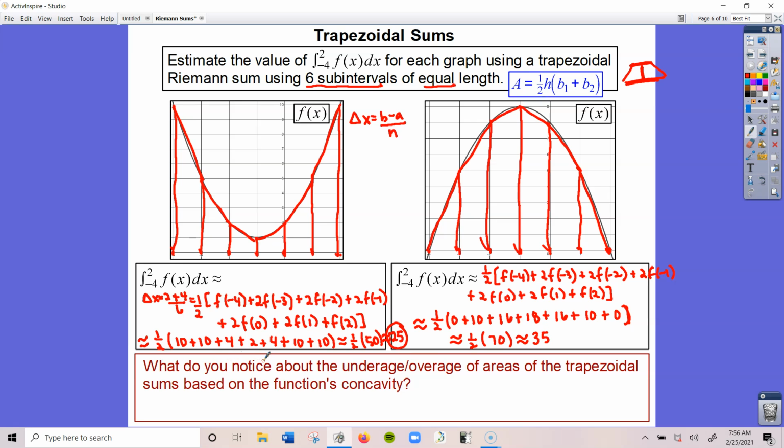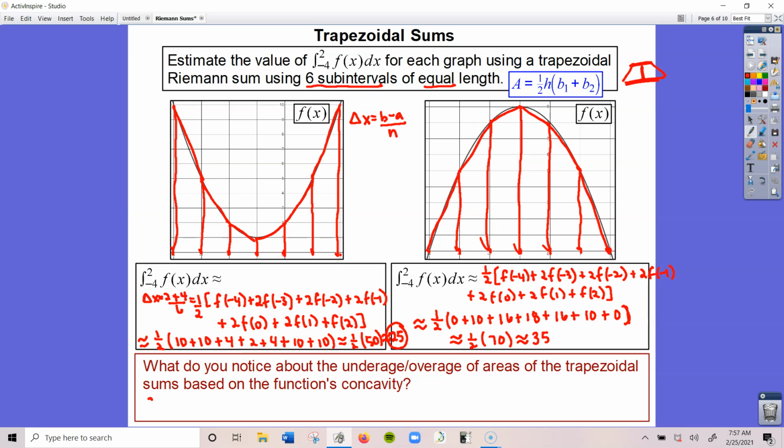Now for this one, what do you notice about the underestimate or overestimate of areas of the trapezoidal sums based on the function's concavity? Now it's kind of hard to see because I know that my trapezoids are not drawn very precisely, but you can see that these trapezoids here are more over the curve than these here. These are under the curve. You can see that there's spaces right underneath.